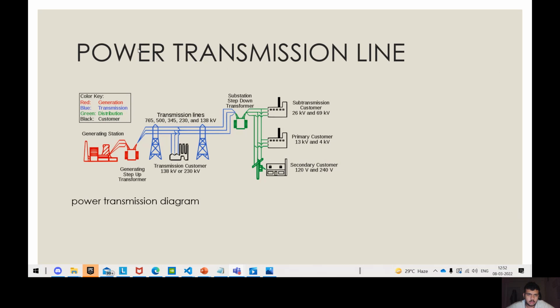Now here, let's talk about the basic power transmission line. We have a power generating station which uses a three-phase rotating generator to create electricity. Here we have a step-up transformer which increases the voltage of the line and decreases the current. Here there is long-range transmission, and due to small current there is minimum loss. At the substation we have a step-down transformer which increases the current, and now this current can go to the sub-transmission customer, a primary customer or a secondary customer. So basically this is the basics of a power transmission line.